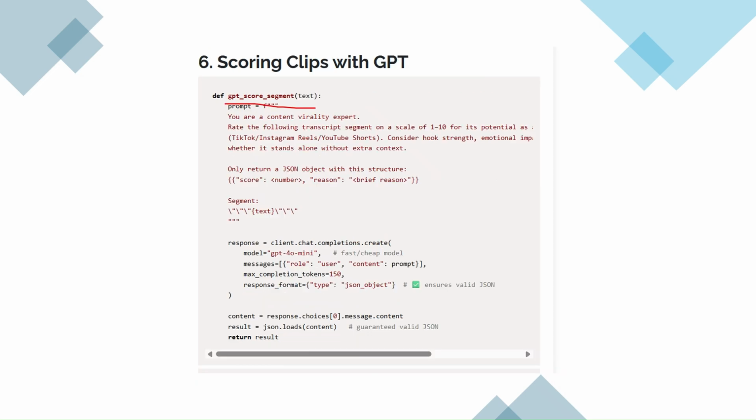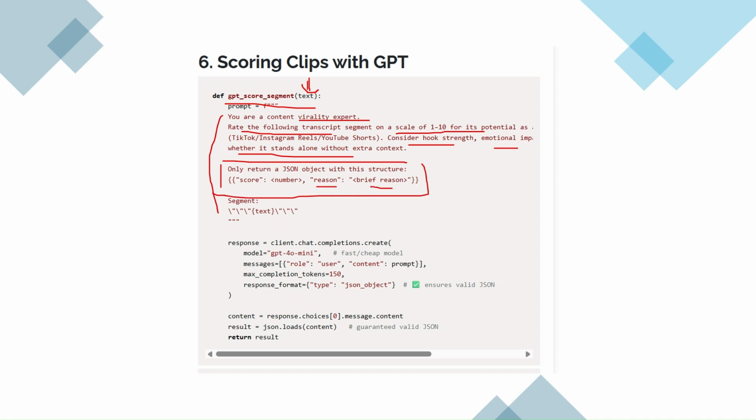Next up is GPT score segments, which will take a text input parameter, which is the transcript of the particular section of the video that is one of the candidate clips. We tell GPT that it's a content virality expert, and we ask it to rate the following transcript segment on a scale of 1 to 10 for its potential as a viral clip on TikTok, Instagram, YouTube Shorts. Consider hook strength, emotional impact, whether it stands alone without any extra context. And we ask it to return a JSON object with this structure, the score, and the reason why it thinks it's a viral clip.